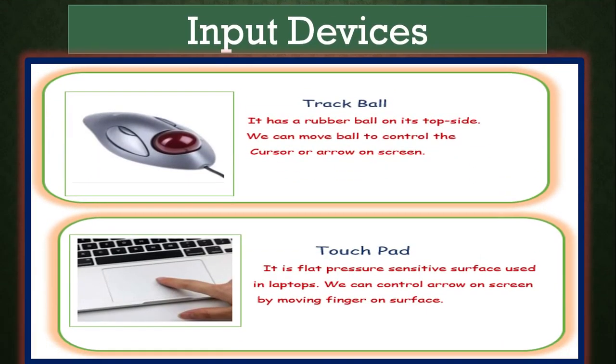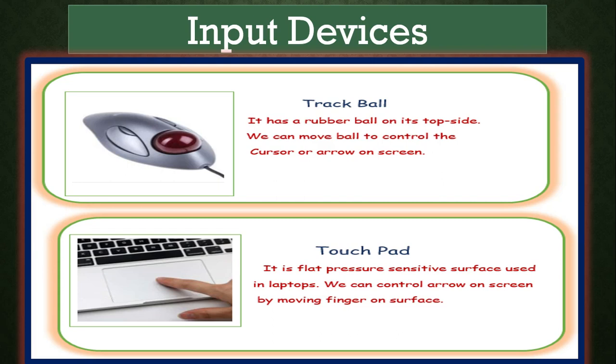Next is trackball. It has a rubber ball on its top side. We can move the ball to control the cursor or arrow on the screen. So it is similar to the mouse, but the difference is the ball is on the top of the trackball. If we consider a mouse, the ball is on the underside, but in a trackball the ball is on the upper side. So we can move the ball with our hand to control the arrow or cursor on the screen. It is normally used in laptop PCs.